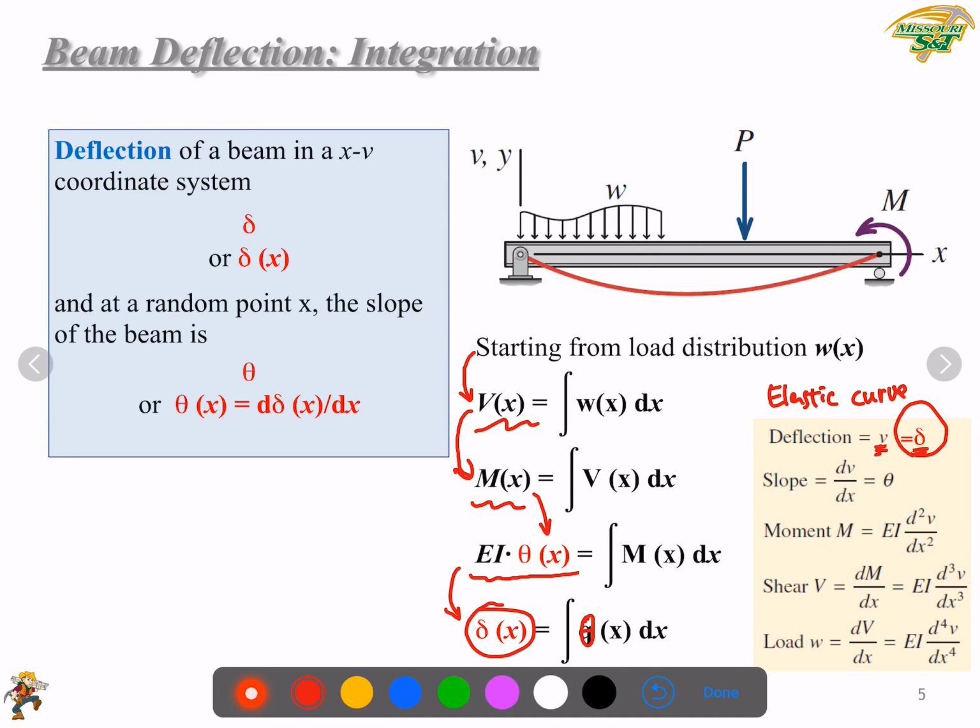If you already know the elastic curve, that is this red curve, you can do a first derivative, and you will get the slope. The second derivative, you will get the bending moment. The third derivative, you will get the shear force. And the fourth derivative, you will get the loading.